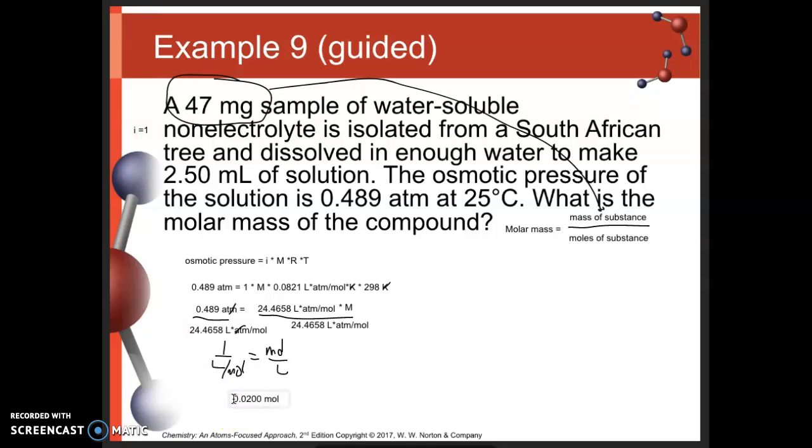Moles per liter is equal to M. Keeping in mind that it means we have 0.0200 moles of the solute for every 1 liter of solution, if I multiply that by my 2.5 milliliters, and then multiply that by 1 liter is equal to 1,000 milliliters, what I get is that liters cancel out, milliliters cancel out. I'm left with just moles at the end of this process.